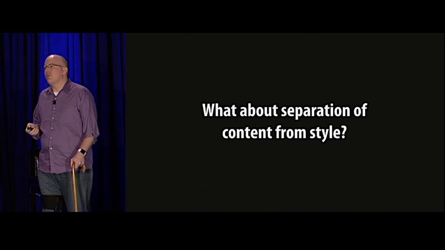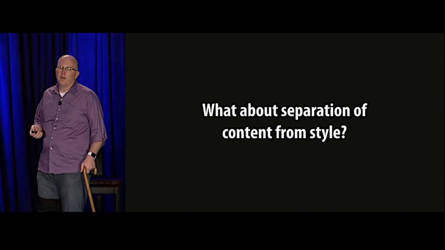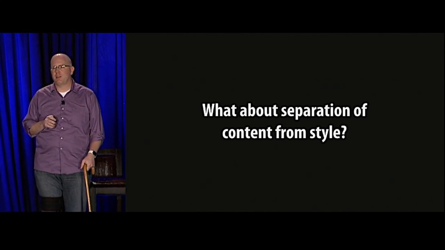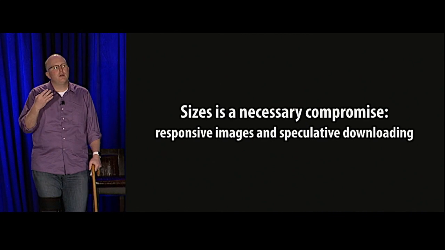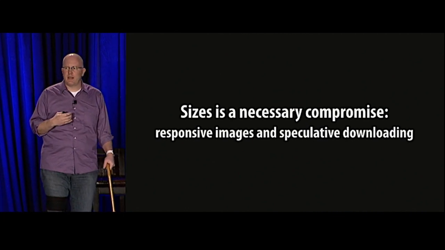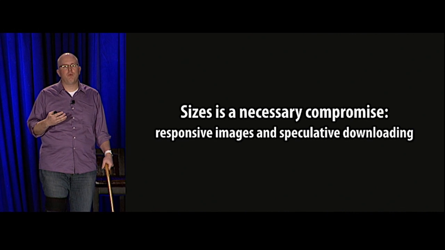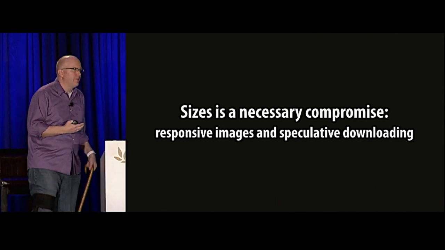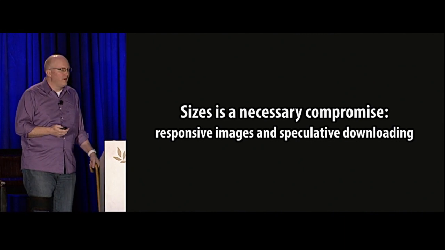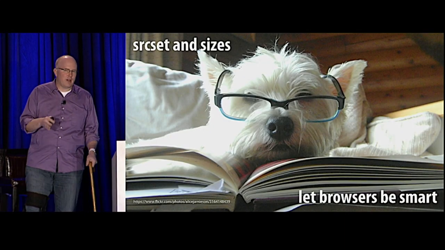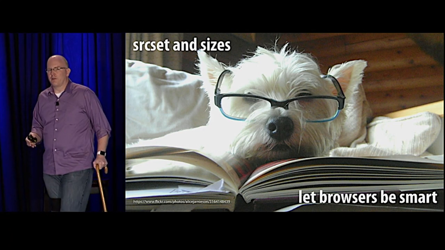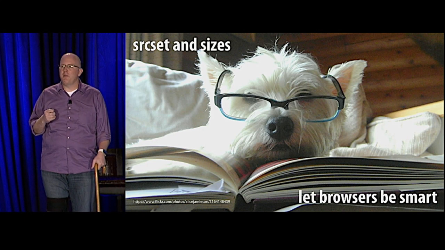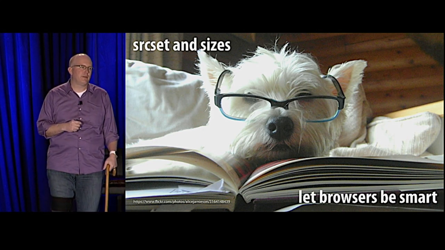But the reality is that we needed a compromise. We needed some way to provide the browser with just enough information that it could make a decision about what images to download before it knew the size of the page, before it knew the layout. And sizes is that compromise, and it works really well. The great thing is that if you use srcset and sizes, you're letting the browser be smart. You're letting the browser know enough information to be able to make smart decisions about what source to select.